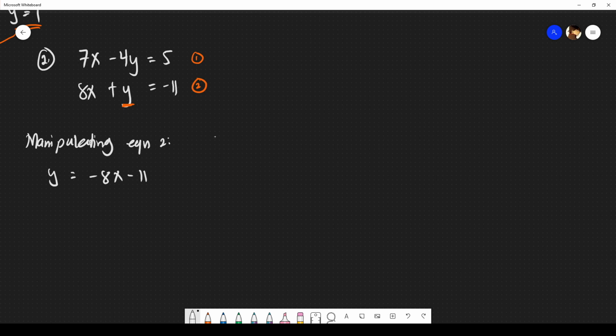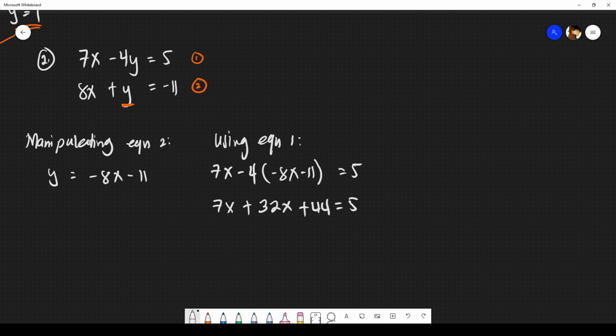So in that case, we will have 7x minus 4, change y to negative 8x minus 11, is equal to 5. And then we need to distribute negative 4 inside the parentheses. So it will give us 7x plus 32x plus 44 is equal to 5. Combining like terms, we can add 7x and 32x. That will give us 39x. And then you transpose 44 to the other side. So 5 minus 44 will give us negative 39. Then dividing both sides by 39, we will get x is equal to negative 1, because we're dividing a negative by a positive number. So this is the first missing term.